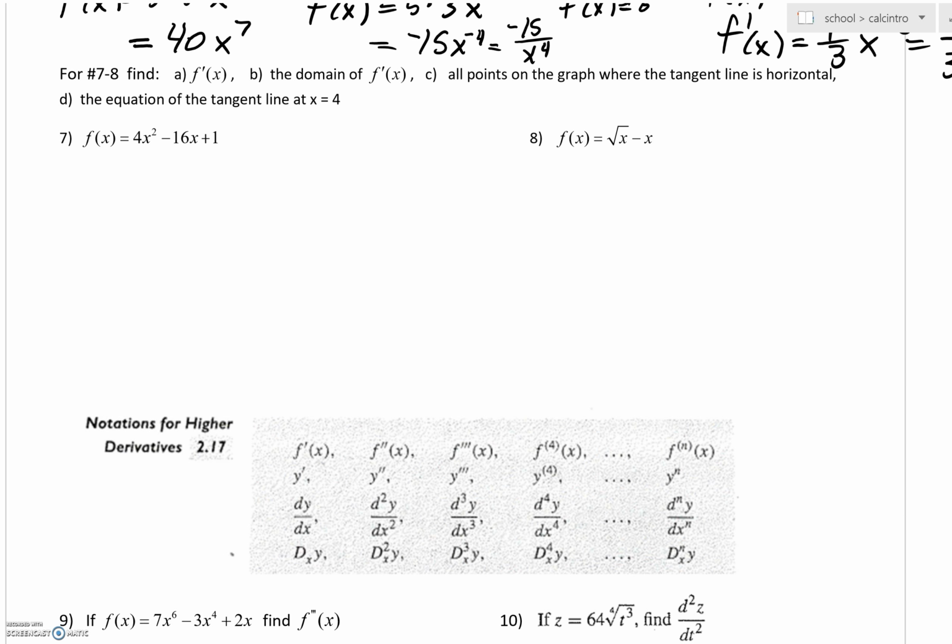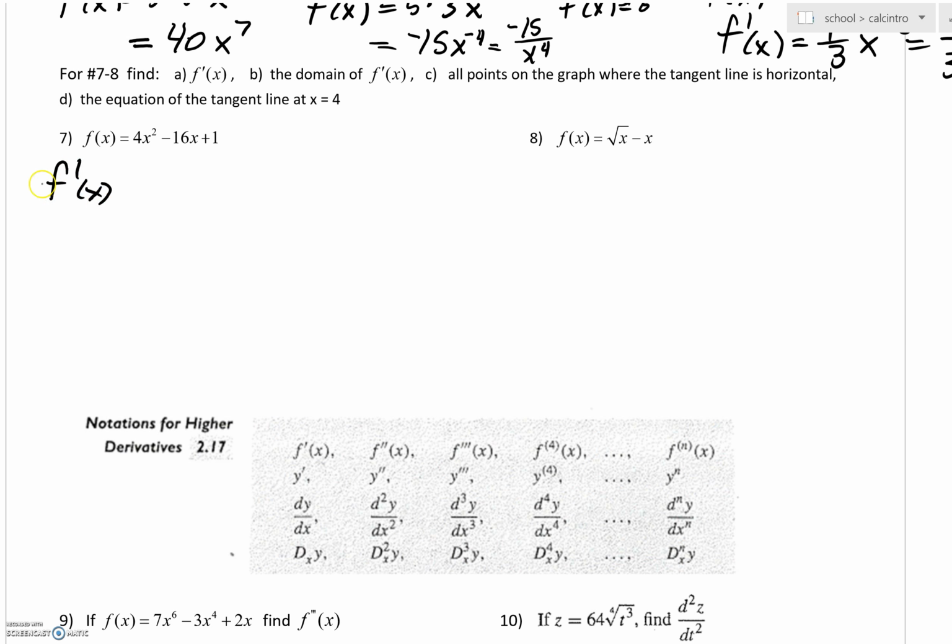Let's jump back in for number 7, following the directions. For part A, they say take a derivative. Part B, find the domain. What x values can you plug in to find a derivative value? And then for part C, find all points on which the tangent line is horizontal. And then D, write the equation of the tangent line at x equals 4. So, wow, let's keep going here.